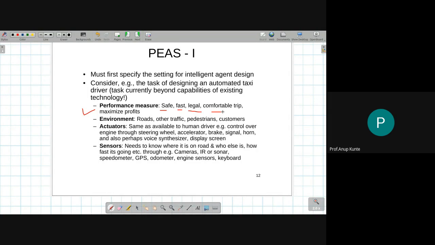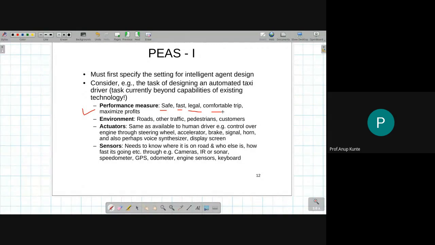Next, what would be the environment in which this taxi driver is going to operate? It is the network of roads. Then the other traffic adjoining this particular taxi. There might be other taxis in the same fleet, or other kinds of vehicles running on the same roads or traffic road networks. Then other traffic is part of the environment, so it is going to impact the taxi.